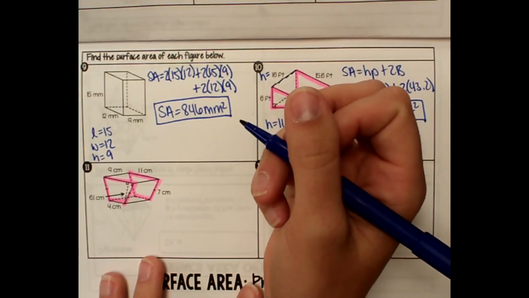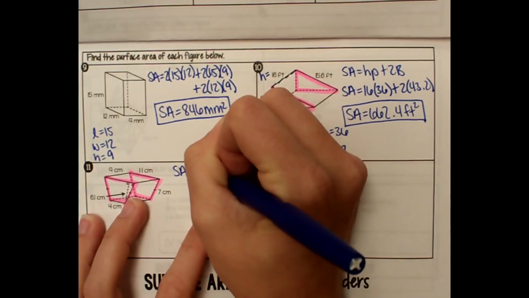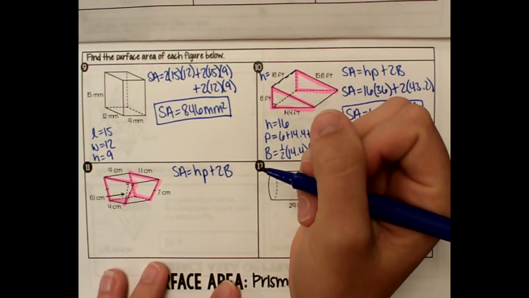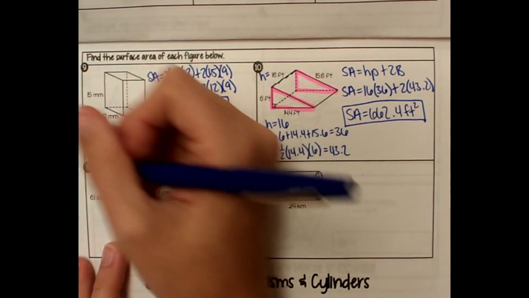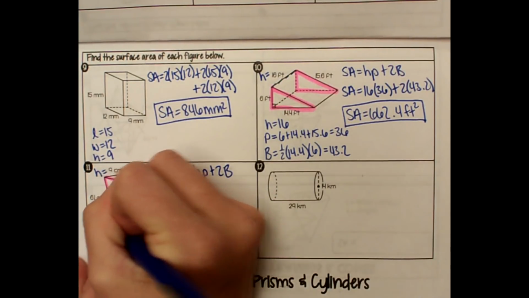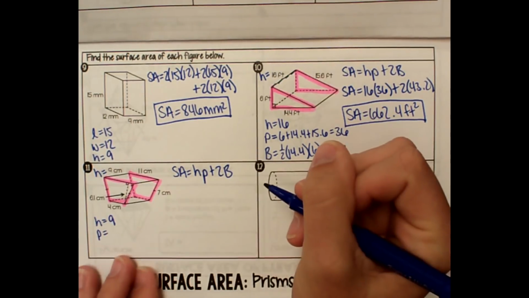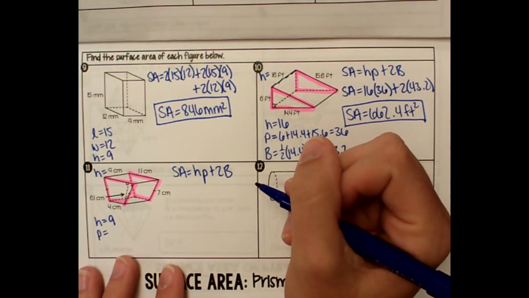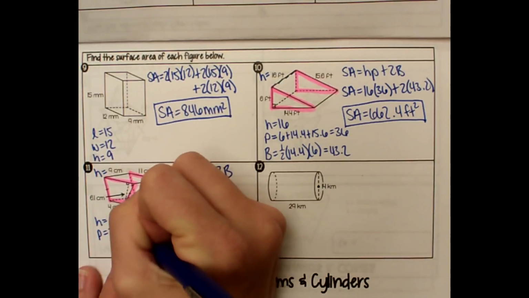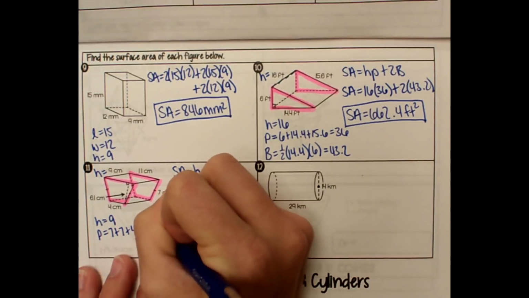So if we look, we're going to do your surface area. I'm going to rewrite the formula: surface area is equal to height times perimeter plus 2 times big B. So the distance between your bases is 9. So my height is 9. Your perimeter of the trapezoid will be 7 plus 7 plus 4 plus 11. In that case, you get 29.